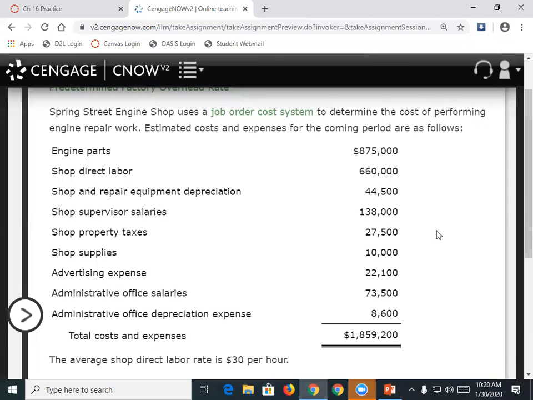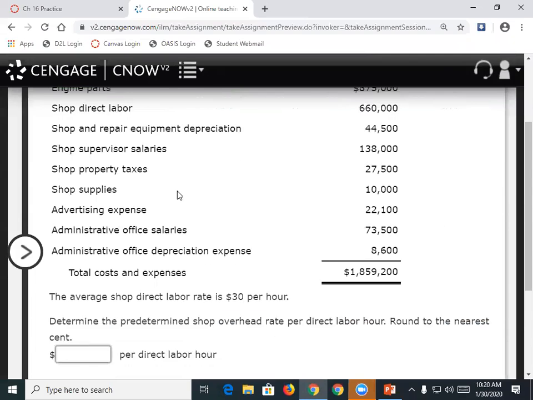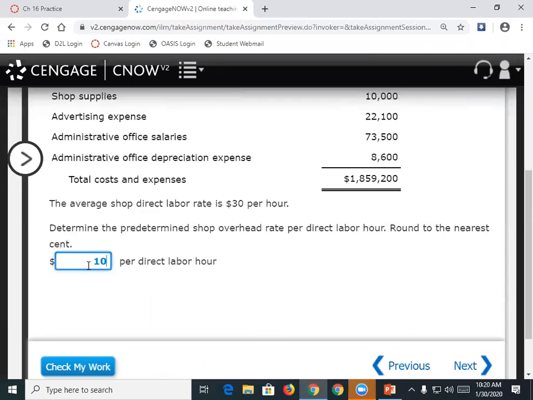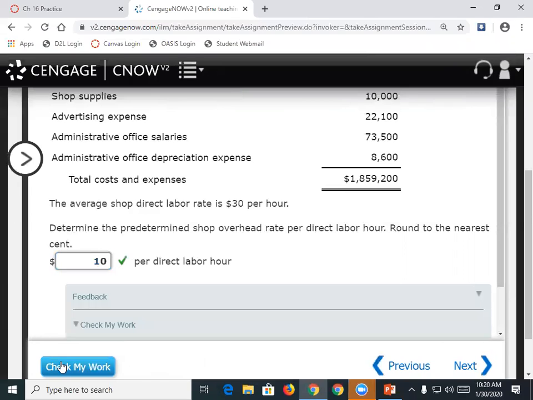So now we have the hours. We have our estimated total overhead and we have our estimated activity base. They made this one nice and easy, right? So what's my predetermined overhead rate? $10 per direct labor hour.